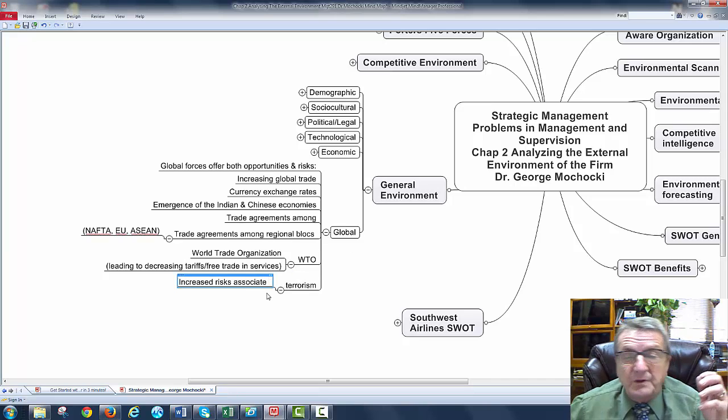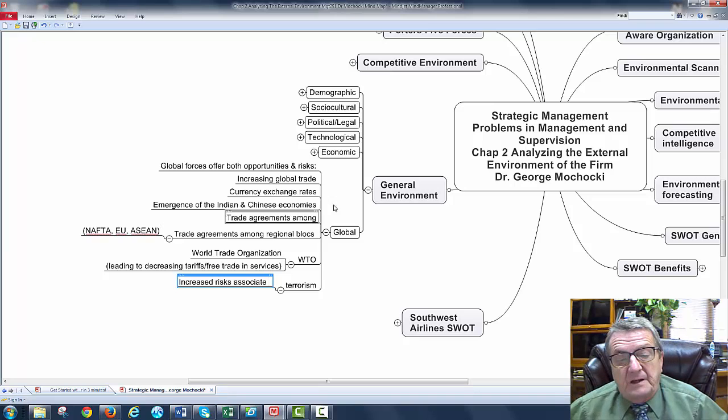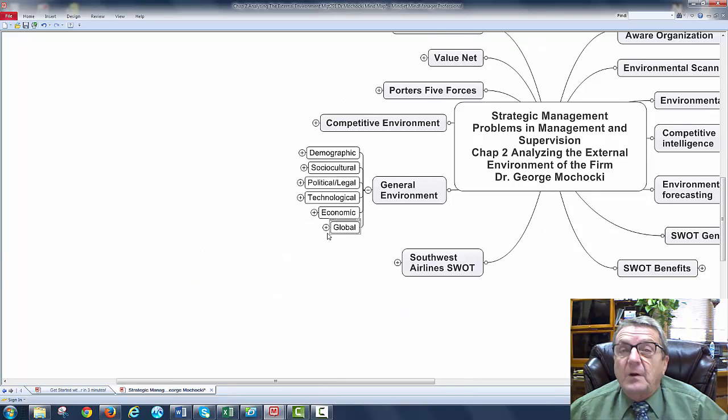So if I'm sending people there, or my product, or if I've got manufacturing plants and they're anti-U.S., anti-British, or whatever I'm allied with, it could affect my organization, my bottom line. So from a strategic point of view, how do I minimize that?